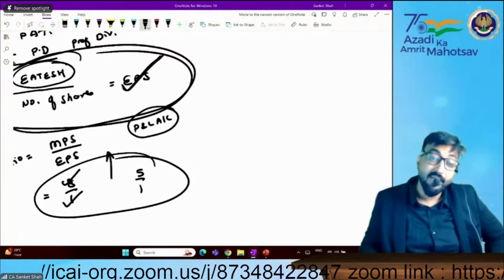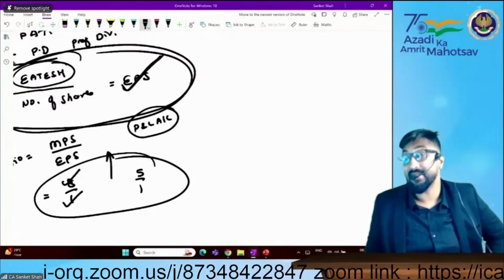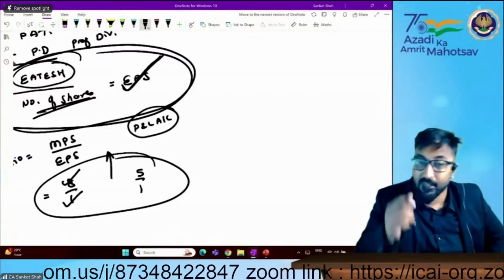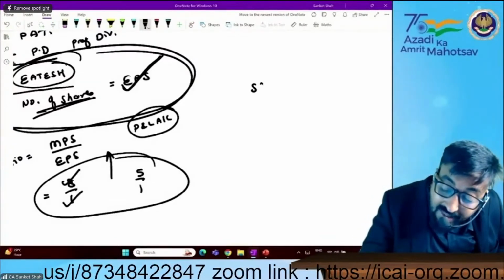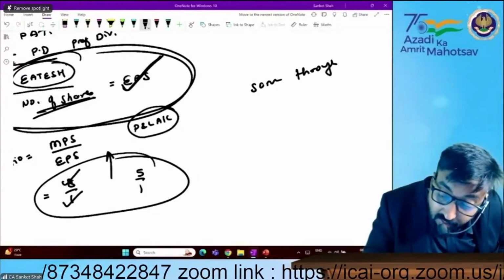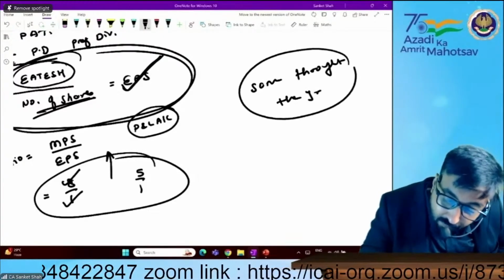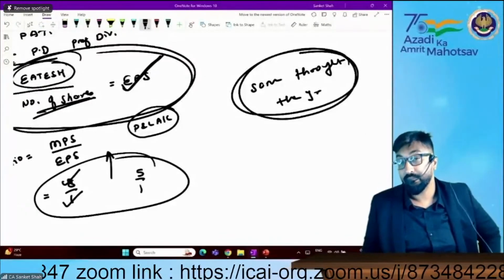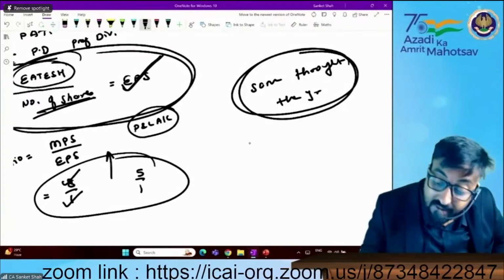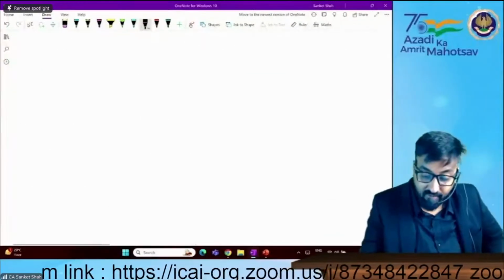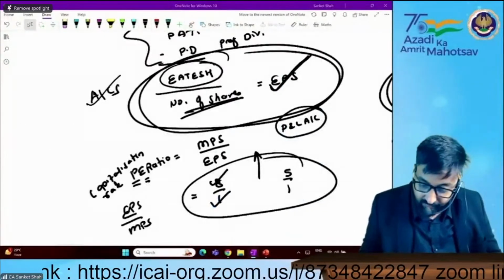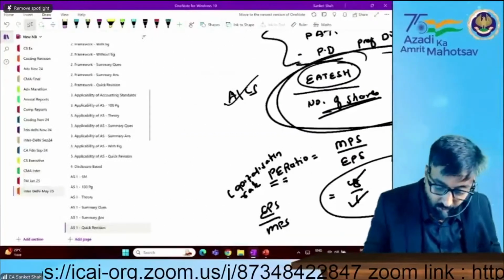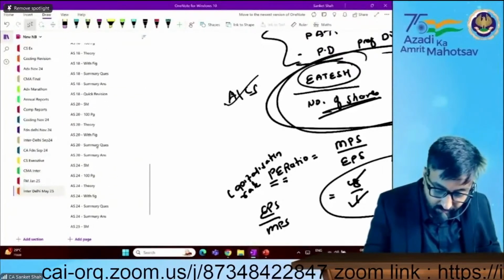So why did this EPS standard come? Why was the EPS standard introduced? ICAI introduced EPS only because your number of shares are not the same throughout the year. Throughout the year, your number of shares are not the same. We have some shares on 1st of April. See the question, so that you can understand. Here only, summary questions.